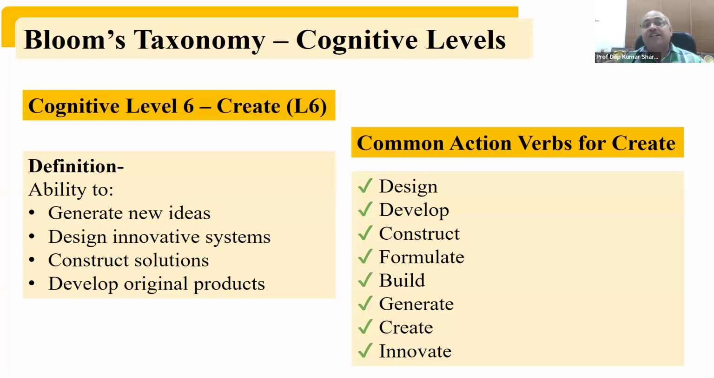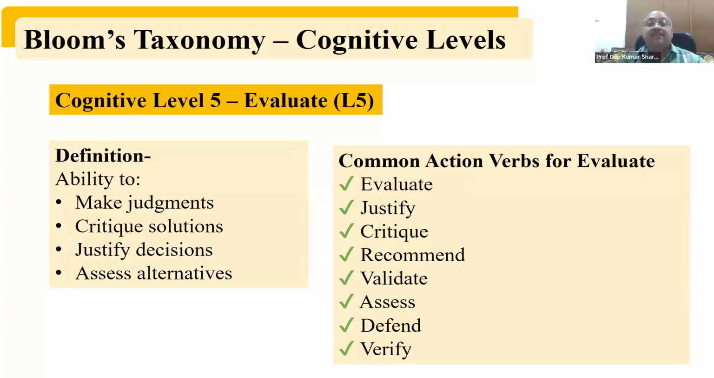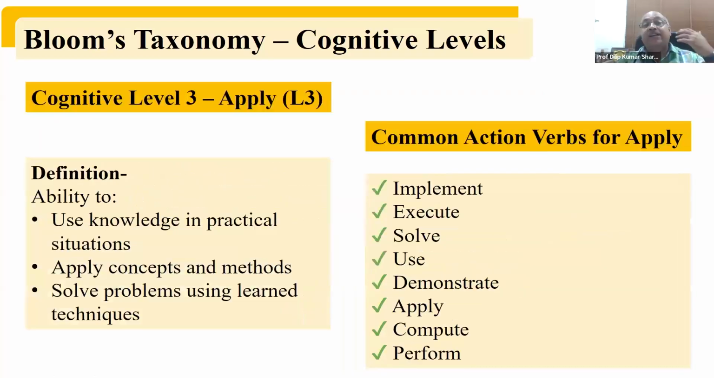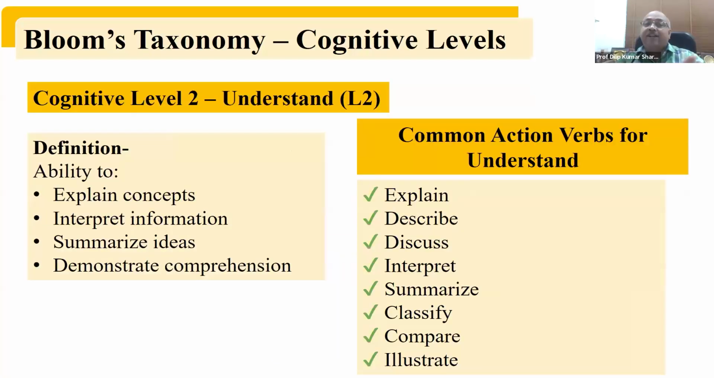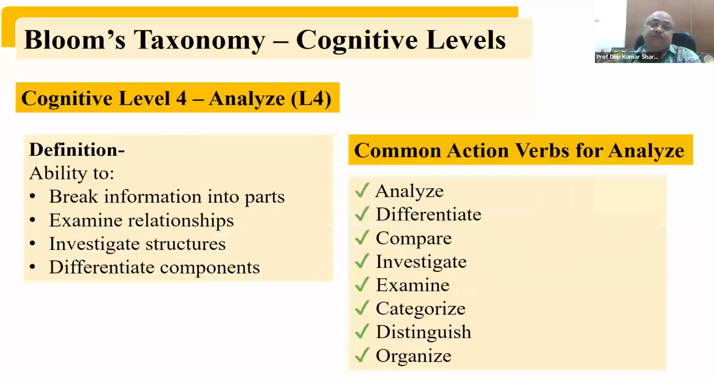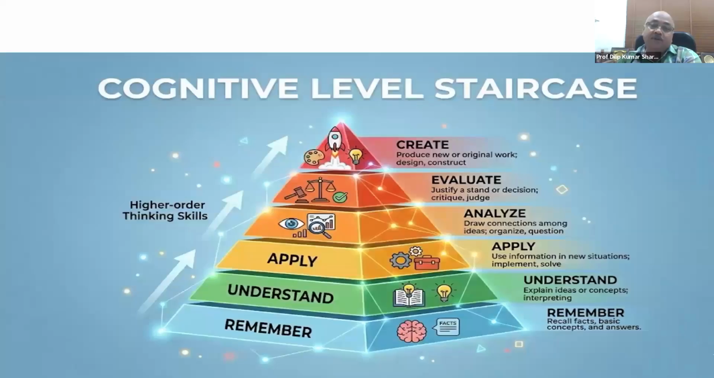So we have to make our students creative. We have to make our students who can evaluate things. We have to make our students who can do the analysis. We have to make our students who can apply certain theory in practice. And certainly we have to make them understand, and we also have to make them remember, because memory is also important. So like that. All that I have already asked you. So remember is the lowest cognitive level, level 1. Create is cognitive level 6. So L1 to L6, we have 6 levels, and we have to do the mapping also.